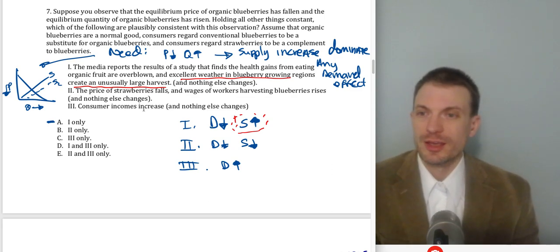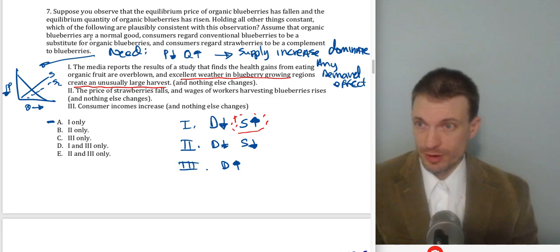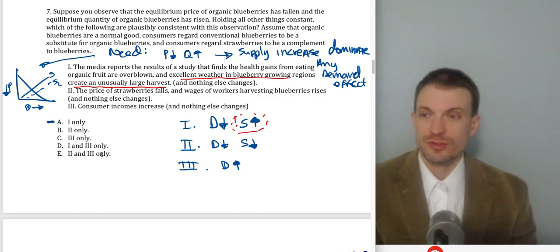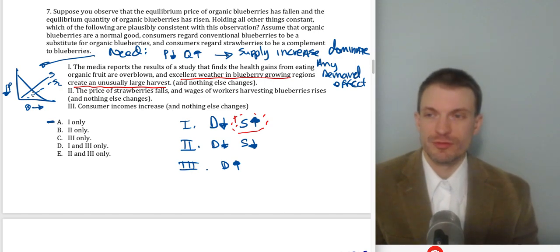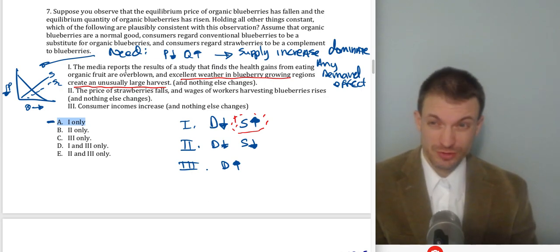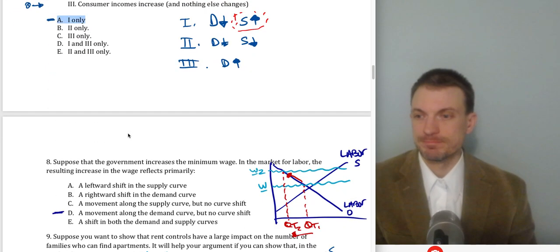All right. Consumer incomes increase. We said we're regarding blueberries to be a normal good. So this should increase demand. And that doesn't do the increase in supply that we're looking for. So actually, of these, only 1 could be correct, which is giving us an increase in supply that can swamp out this decrease in demand effect. Okay.